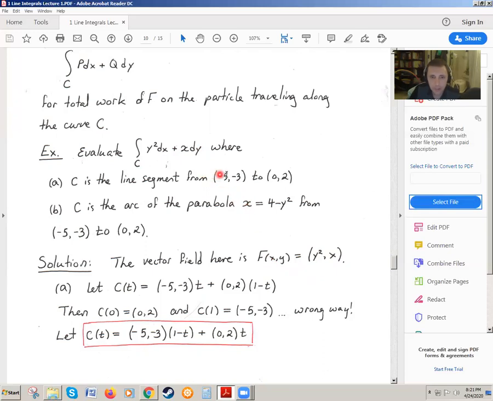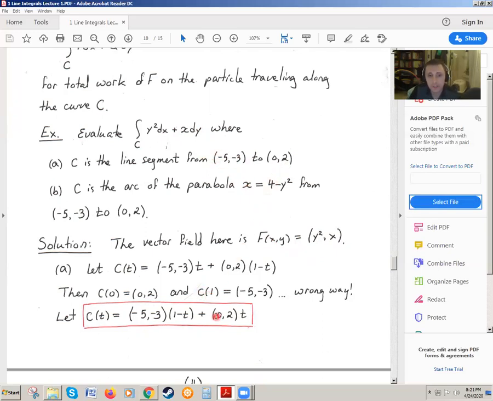So how do I parameterize this line segment? Well, one very simple way, look here in this red box: I want to start at this point and end at this point. So I take this point and multiply by 1 minus t, and I take the other point and multiply by t. Look what it achieves. If I put t equal to 0, I get this point. If I put t equal to 1, I get this point. So in 1 second, from 0 to 1, I go from this point all the way to that point. You can see that for any t, that's an average.